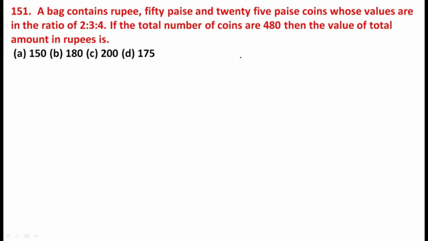Now see, here there is a 1 rupee. There is a 50 paisa, which means 1/2 rupee. And the 25 paisa is 1/4 rupee. So they're given as a value ratio. The value ratio is exactly equal to 2 is to 3 is to 4. It means the total value of 1 rupee is 2x, of 1/2 rupee is 3x, and the 25 paisa is exactly equal to 4x as per the given ratio.